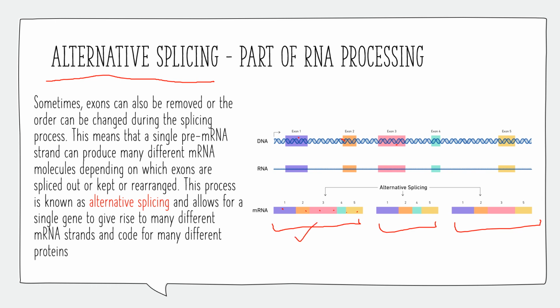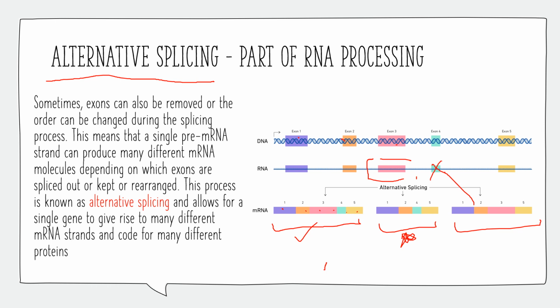What we can also do is remove exons as well. You'll see in this example here that this pink exon has been completely removed altogether. And you'll see here that the green one has been completely removed altogether. We can also rearrange the order, okay?